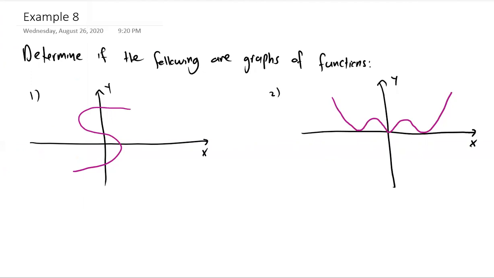So if we want to determine if this first graph is a function, just try the vertical line test. If you can draw a vertical line that crosses this graph more than once, then it's not a function. Well, you can easily do that. In fact, this line here crosses the graph 3 times. So this is not the graph of a function.